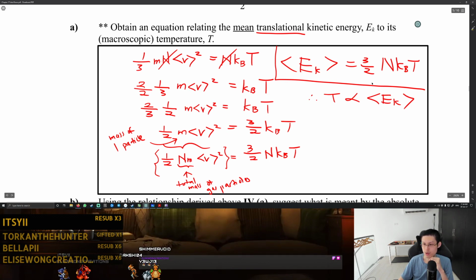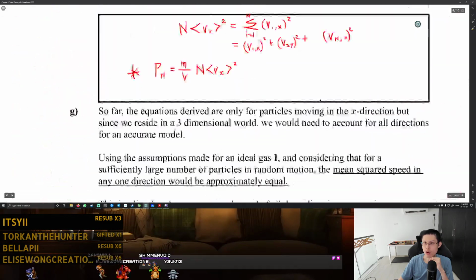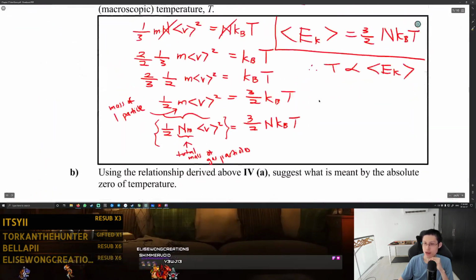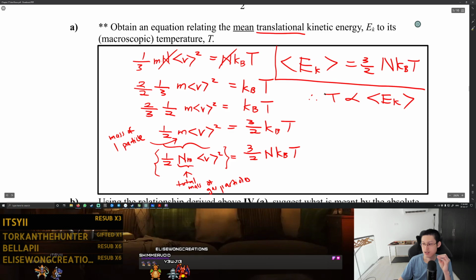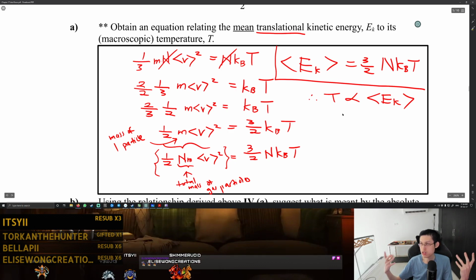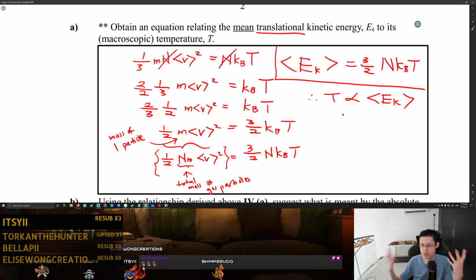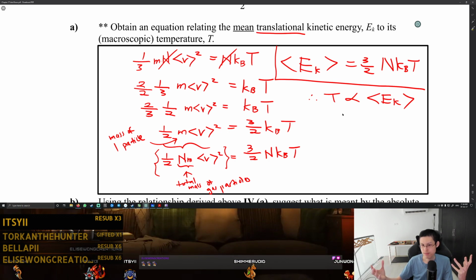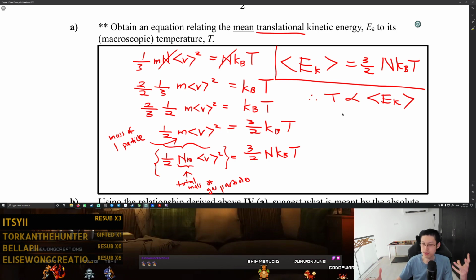Okay, so this is what you want to take away from doing all of this. So now we have actually found what the temperature of an ideal gas actually means. It just tells you a measure of the mean translational kinetic energy of the gas. It is something that is measurable.